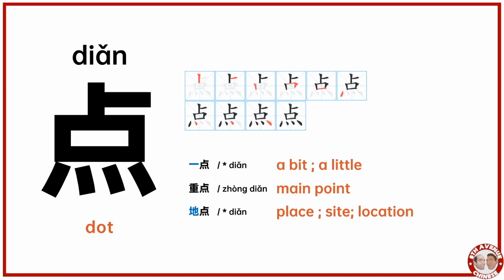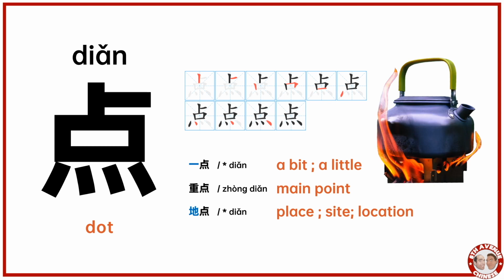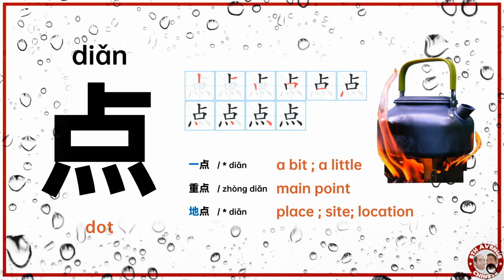How might you remember that it means dot? Well, you could look at these 4 dots at the bottom of the character as fire, and the top part you could imagine as a tea kettle. When the fire under the kettle makes the water inside start to boil, steam and water droplets might come out the top. Some of those water droplets will fall on the counter around the kettle, making little dots.